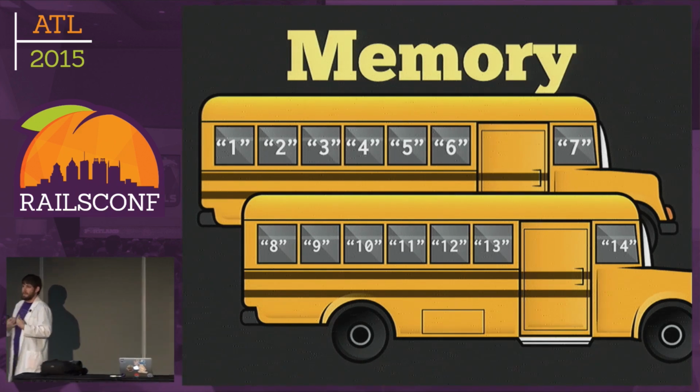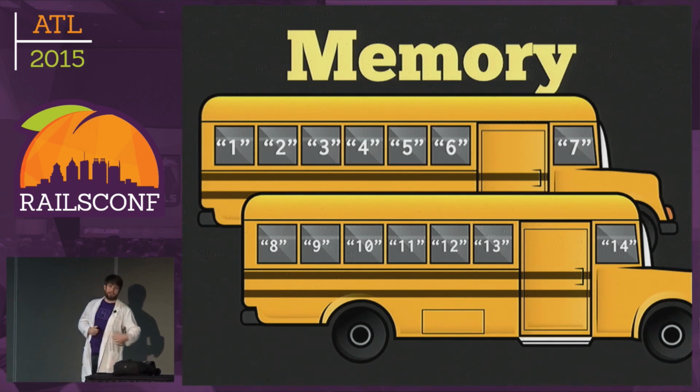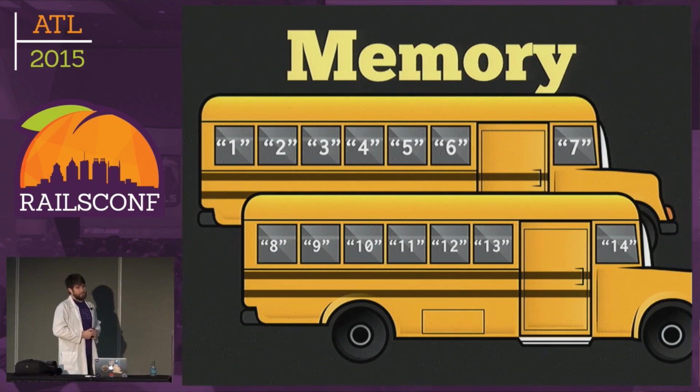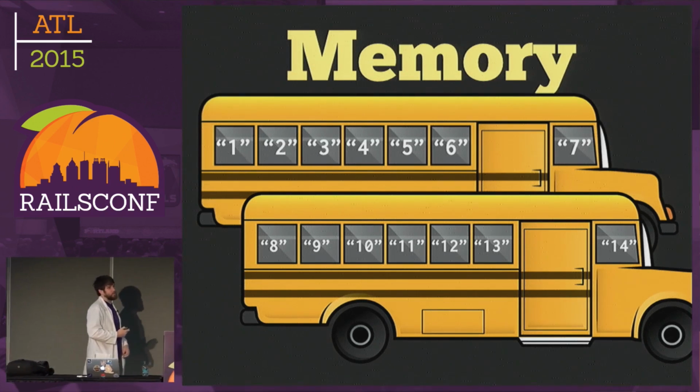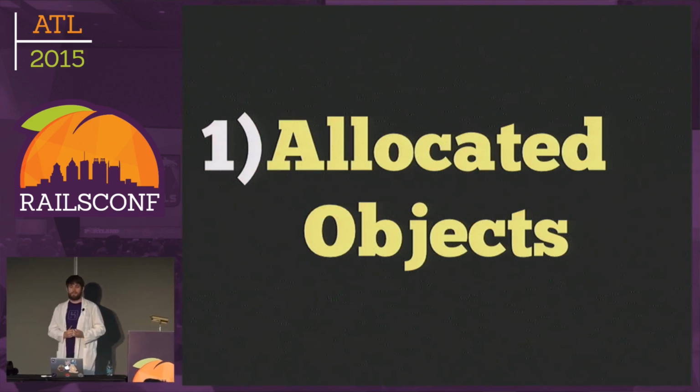So this, to me anyway, makes a lot of sense where we say, okay, Ruby's using a large amount of memory, and here's where it's coming from. We need this. It's a retained object. So the second way, which is a lot less intuitive, at least to me, is allocated objects.